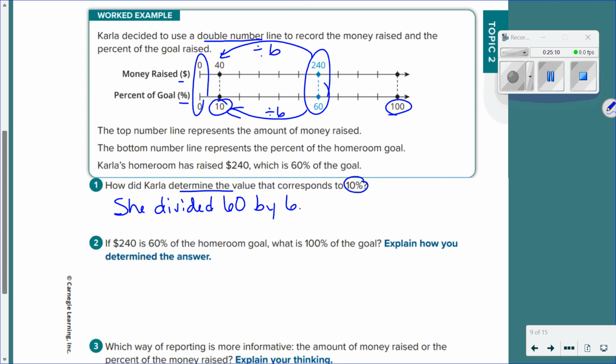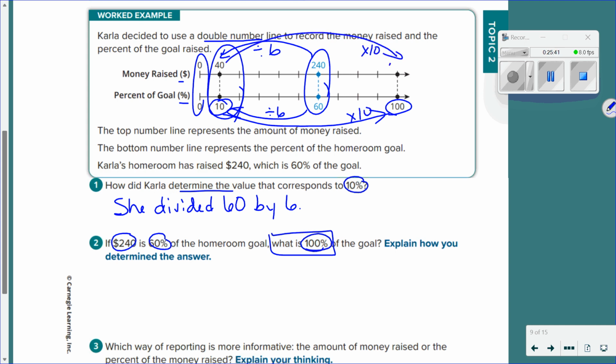Okay? So if 240 is 60%, what's 100% of the goal? So now how am I going to use your double number line to get to 100? Guys, I now have 10 and 40, yes? Multiply by 10 to get to 100, so that means I take my 40, multiply by 10, and I get 400.